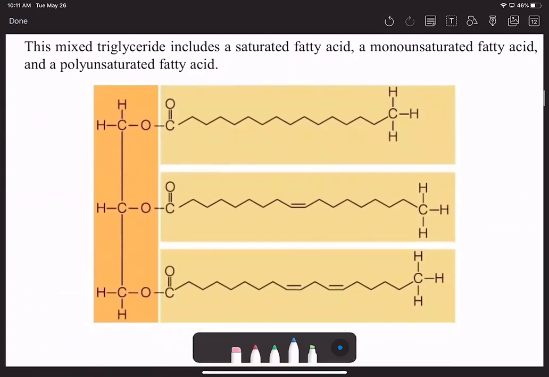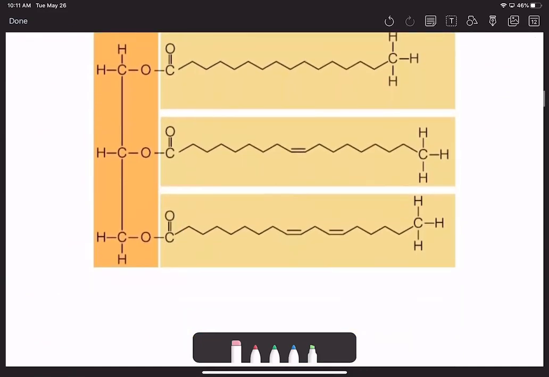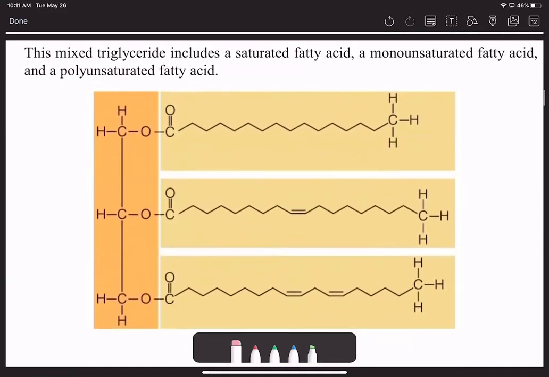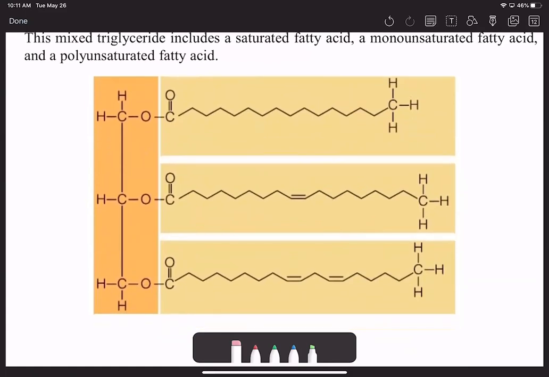Right? So again, here it is again, right? Here's my ester, here's my ester. So triglycerides don't necessarily have to have the same fatty acid. You can see that this particular one has three different fatty acids. I have a saturated fatty acid, then I have a mono unsaturated fatty acid, and then I have a poly unsaturated fatty acid.